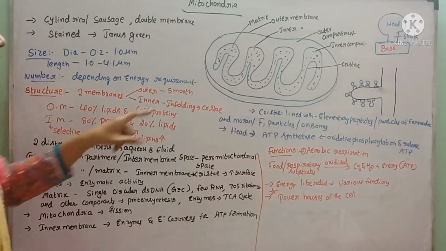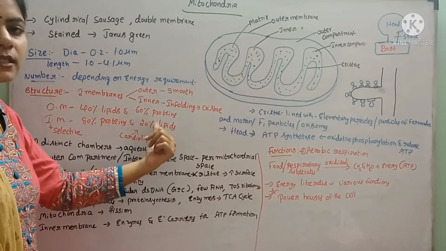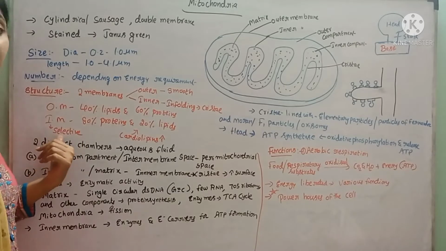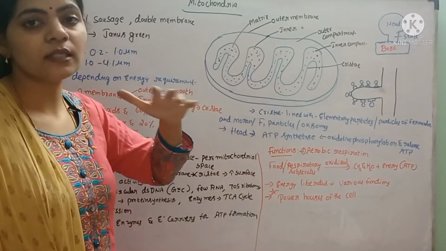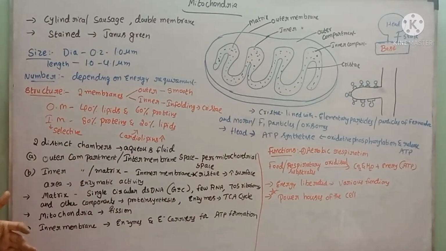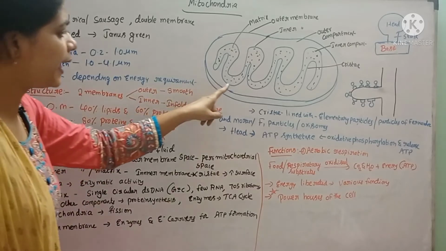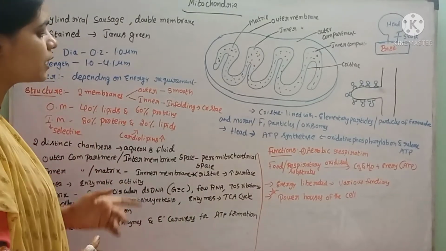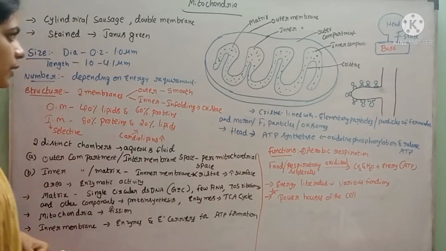And the outer membrane consists of 40% lipids and 60% proteins, whereas the inner membrane is a selectively permeable membrane, which selectively allows only some particles to pass inside. And the inner membrane consists of 80% proteins and only 20% lipids. In those lipids also, the cardiolipins are the major lipids present in the inner membrane.